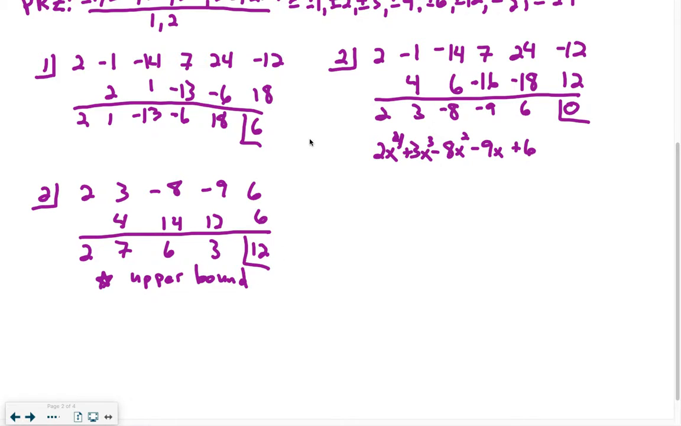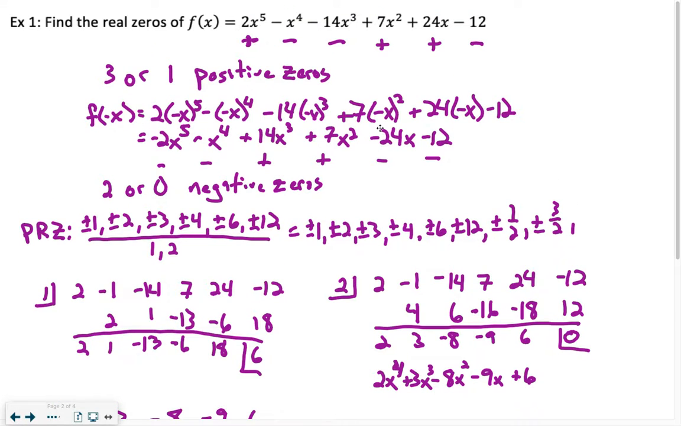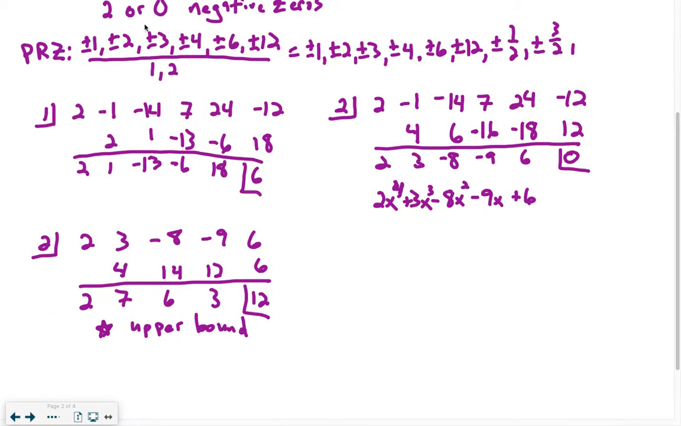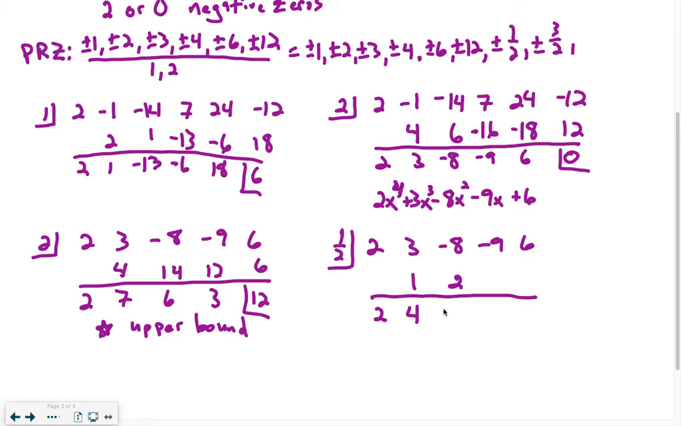So we only have a few more positive zeros that we could try. Okay, we have 1/2 and 3/2. So let's try those here. And if we plug 1/2 in, and again, we can use these coefficients here, right? So we'll have 2, 3, negative 8, negative 9, and 6. Bring the 2 down, multiply, add, multiply, add, multiply, add, multiply, and add. And we find that 1/2 is also a root.